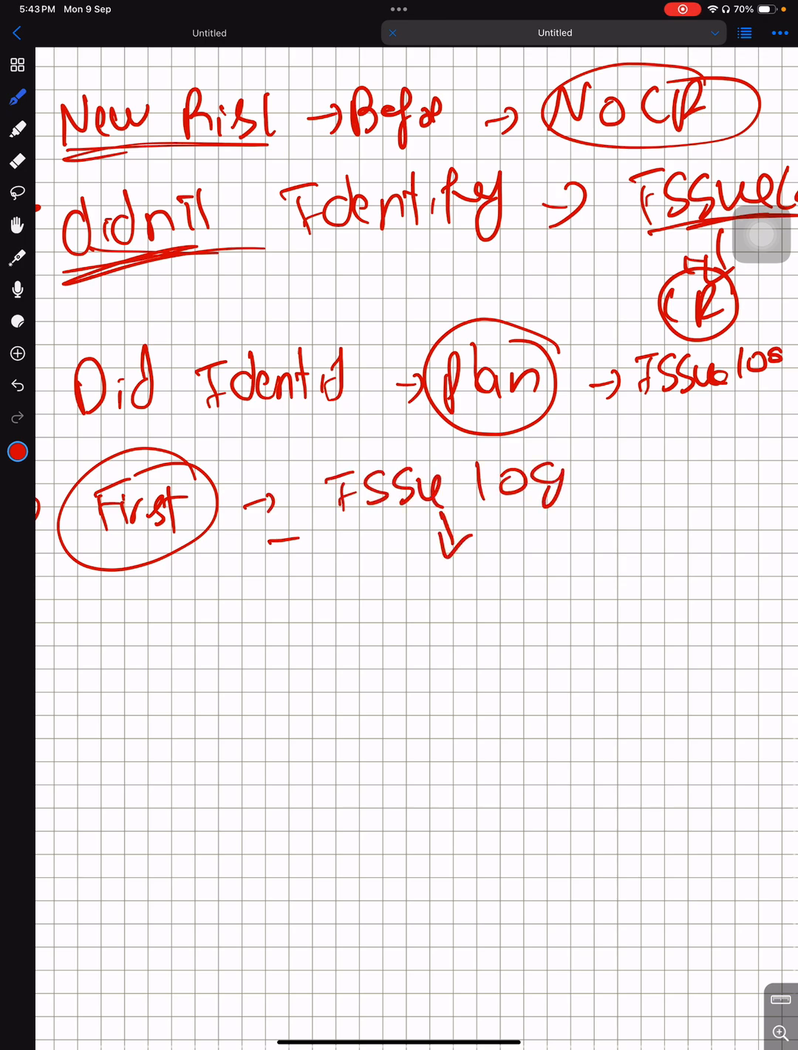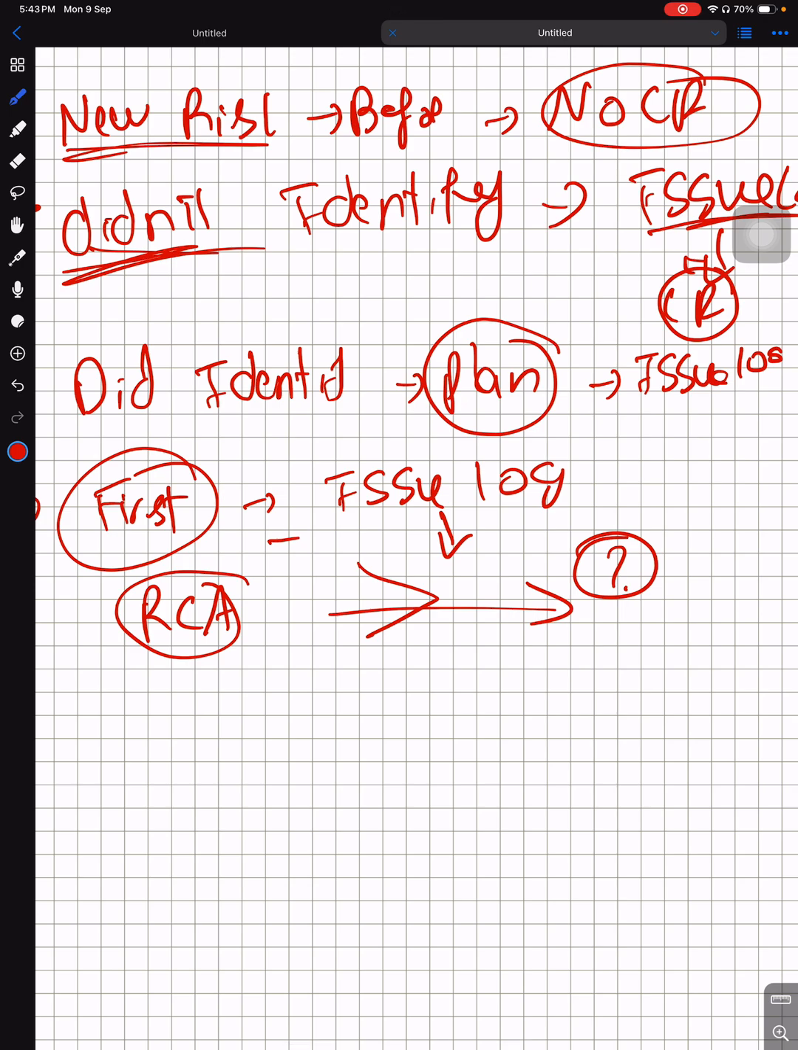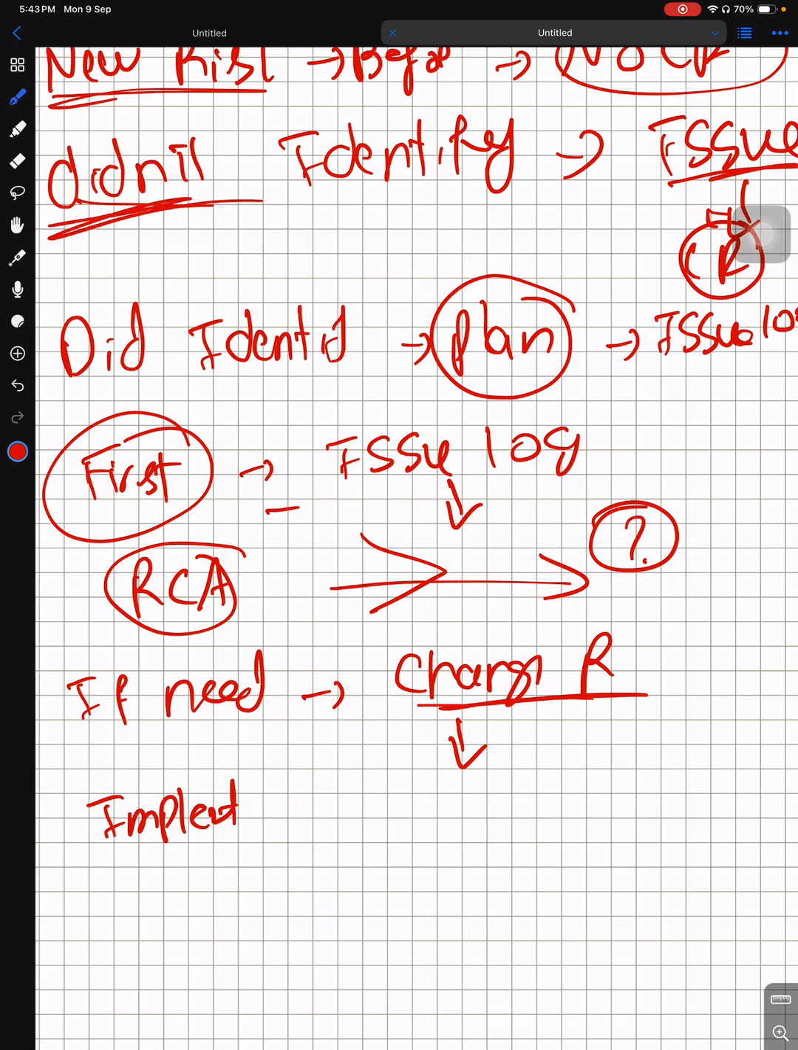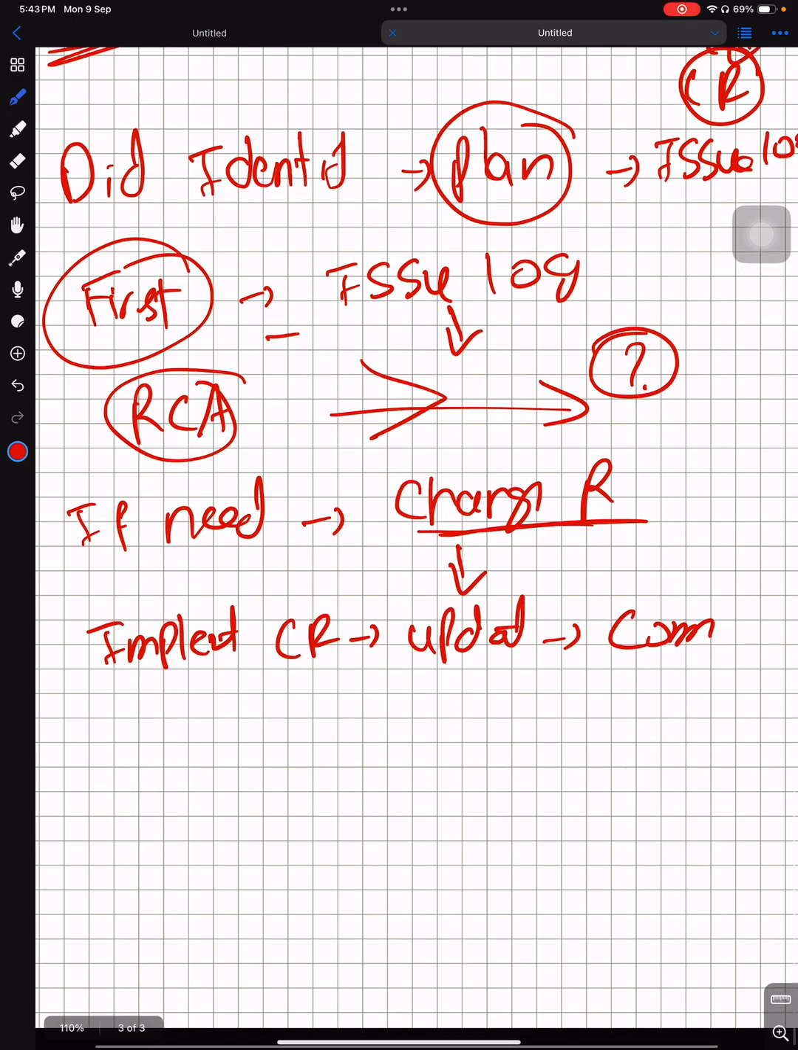Then you do the root cause analysis of why it was not identified before, right? You should have identified it. And then, if needed, raise a change request. Once it is approved, you implement it, of course, you update the issue log, you implement the change request, update the issue log, and communicate to everybody according to the communication plan. Then you update the issue log again.